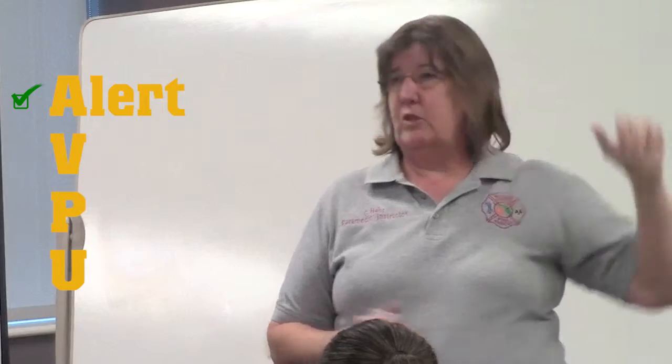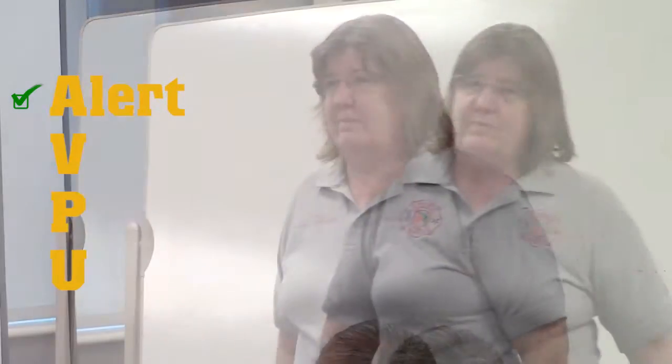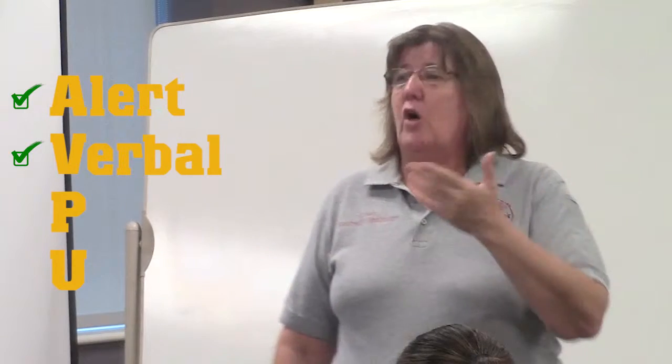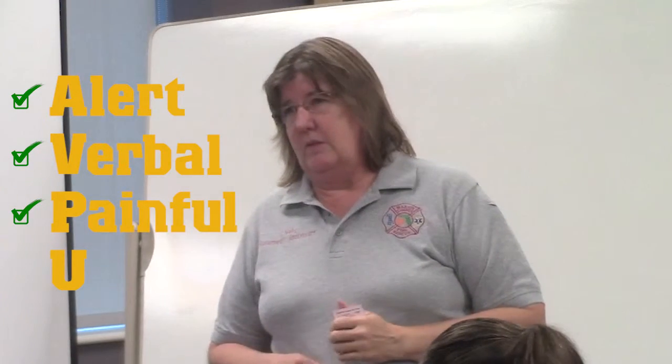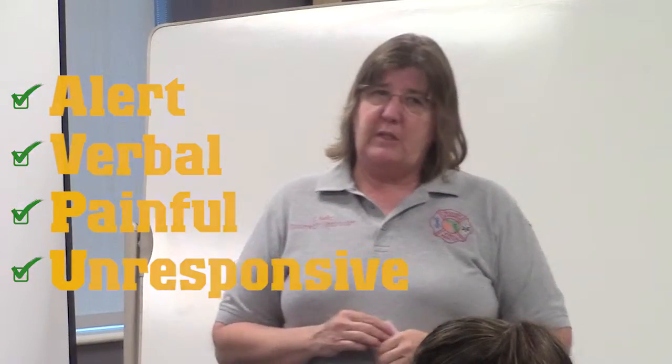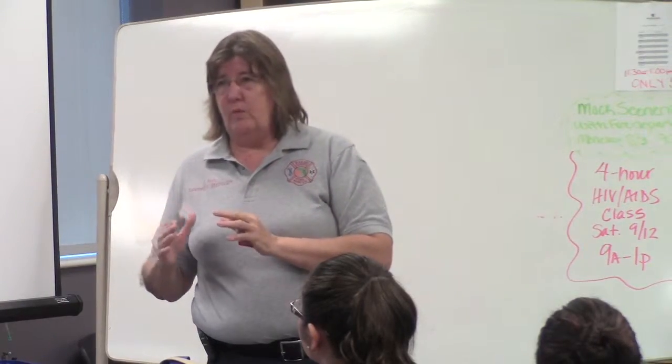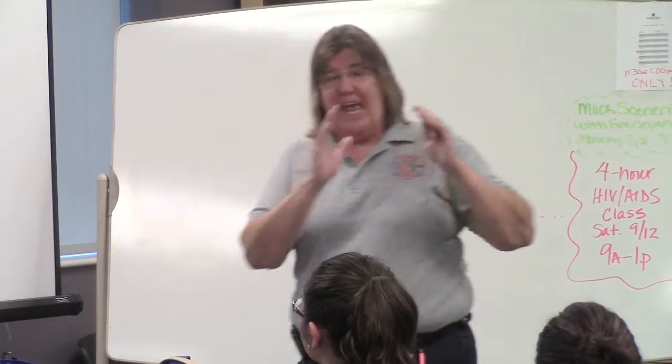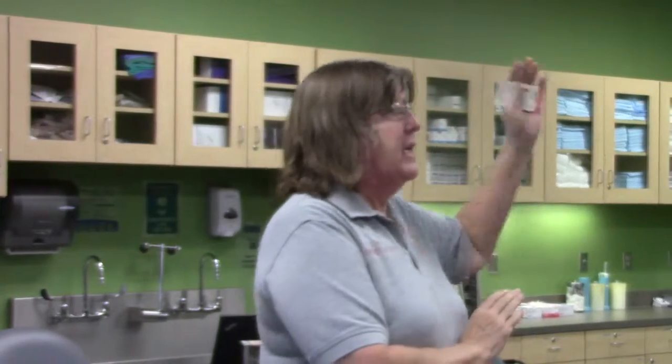AVPU is AVPU. Okay, alert, which means they're looking around at you. Verbal, that means they can talk to you. P is painful, they respond only to painful stimulus, and U is unresponsive. So typically when we're talking about mental status, if they can talk to me at all, they're an A or a V. If they're not talking to me, or if they only talk to me when I elicit pain on them, then they're a P or a U. So if they're a P or a U, they're going to be red. If they're an A or a V, they're going to be yellow.